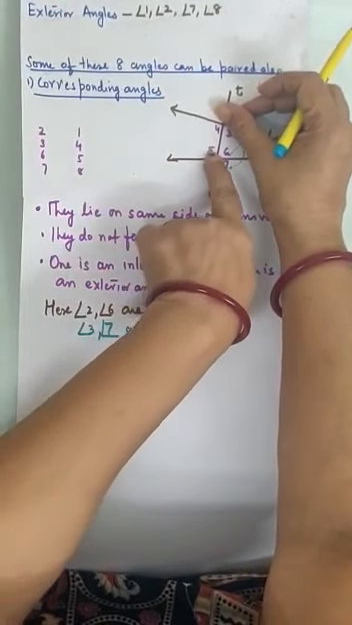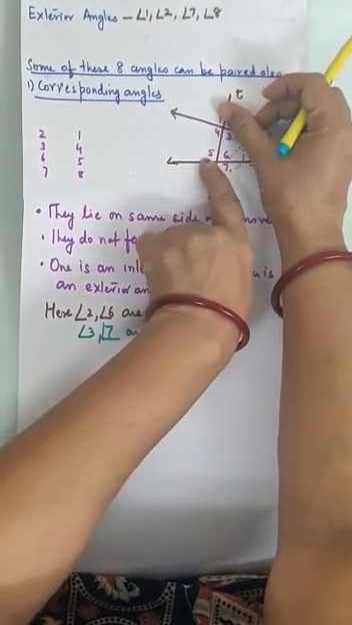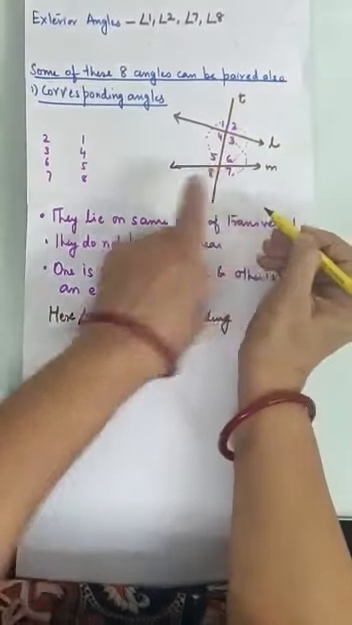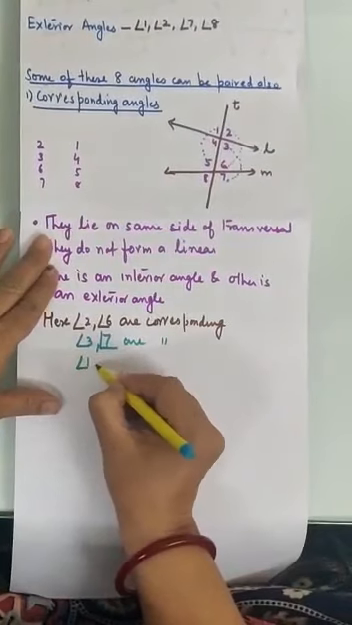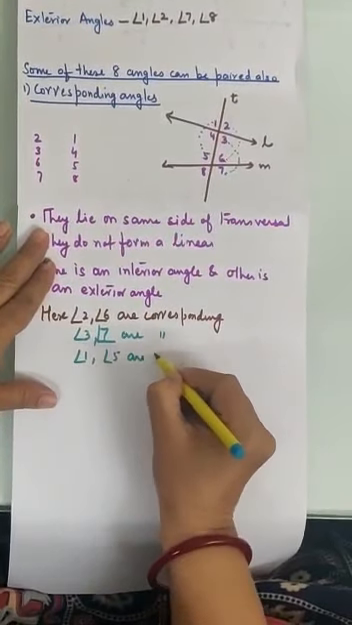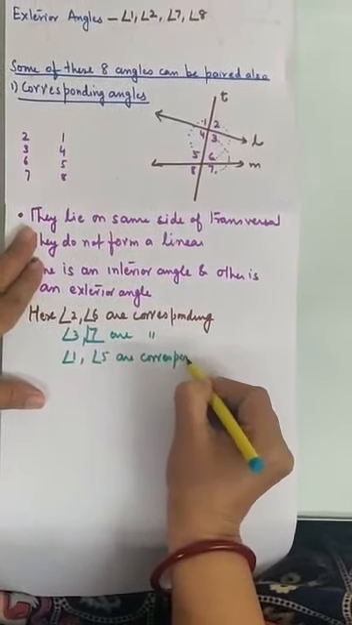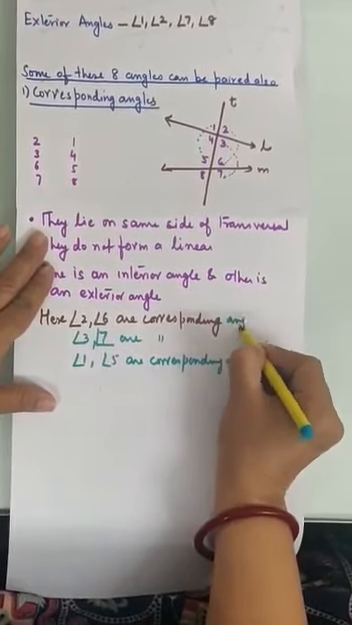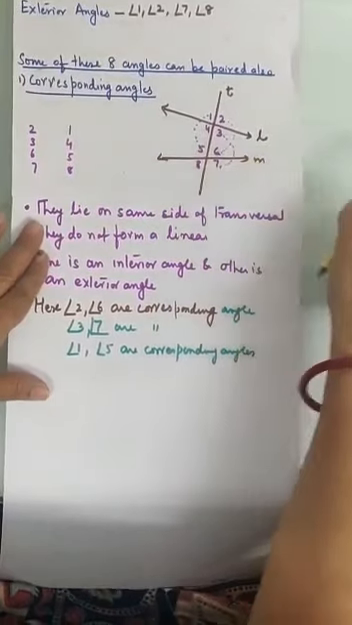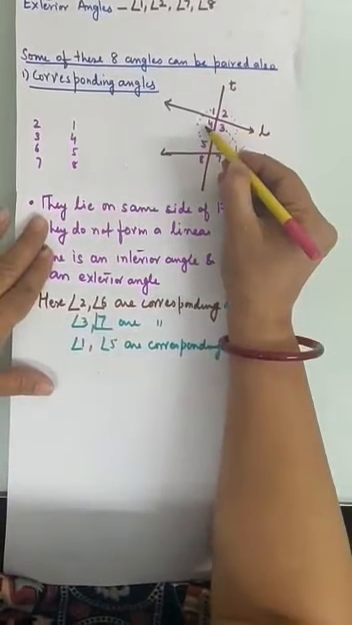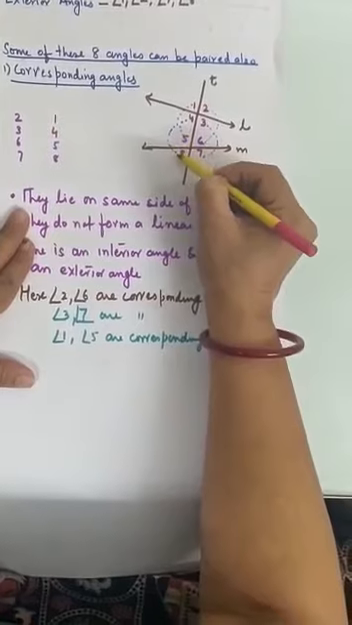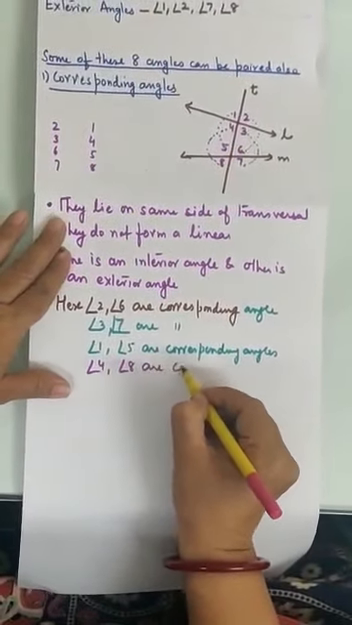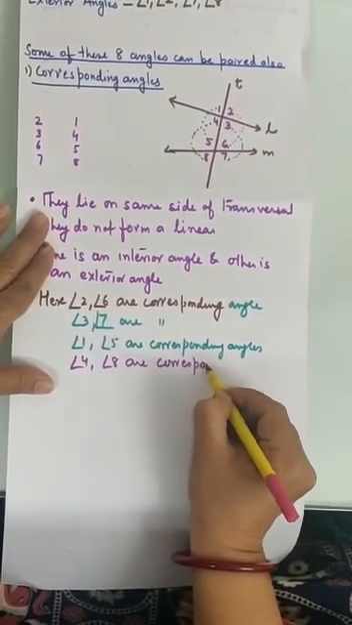Another interior angle is 5. So 1 and 5 are pair of corresponding angles, means this one. Okay, so angle 1 and angle 5 are corresponding angles. Okay, now what is left? This side, this 4 and angle 8. So angle 4 and angle 8 are corresponding angles.